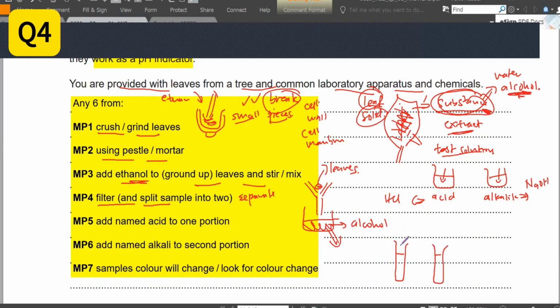To one of them we will add acid, for example HCl. To the other one we will add the alkali, for example sodium hydroxide. And then if there is a color change, it means these can act as a pH indicator. So that's the main idea for this question here. Yeah. So up to this point, the paper is done.